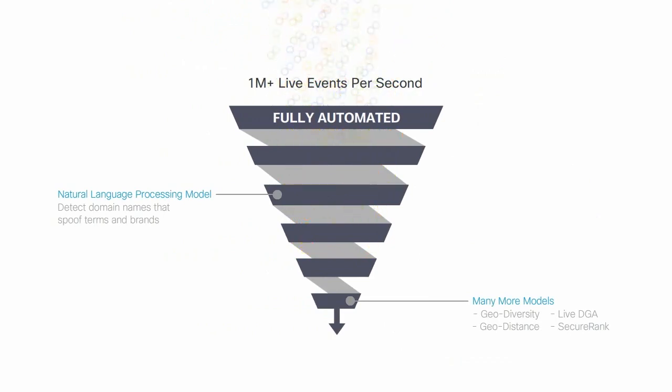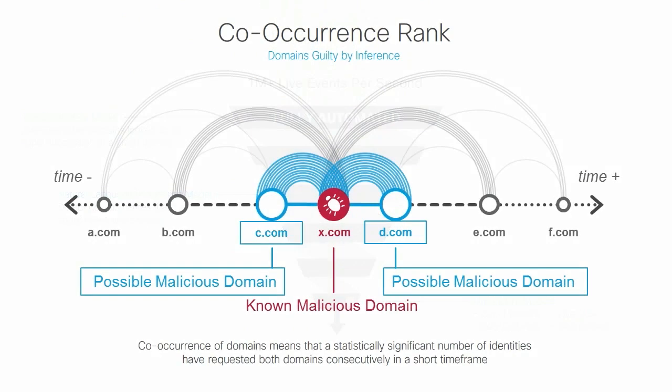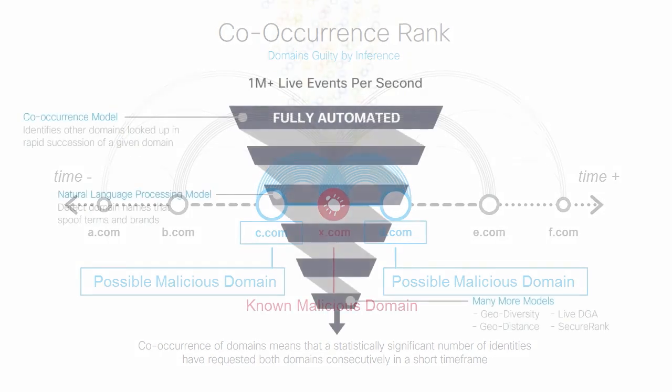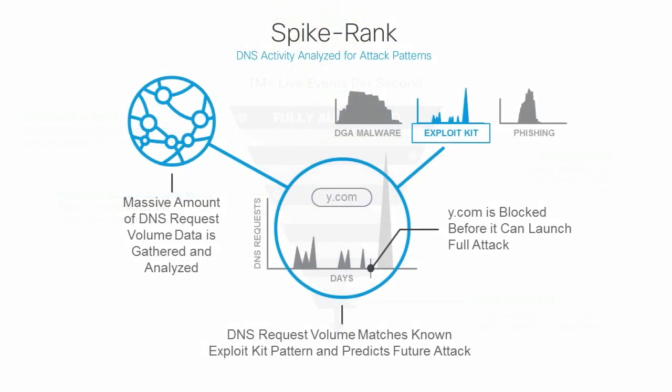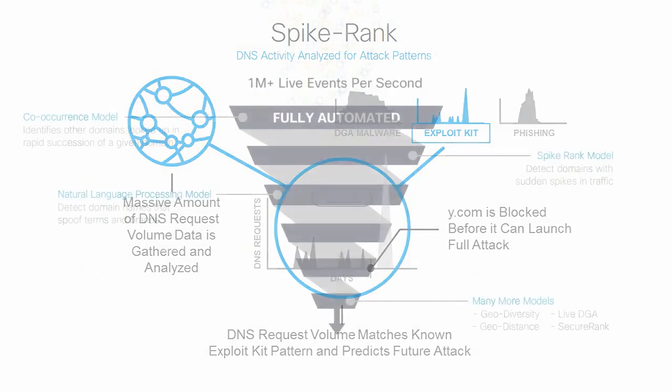A few examples include the co-occurrence model, which identifies domains queried right before or after a given domain. This model helps to uncover domains linked to the same attack, even if they're hosted on separate networks. The spike rank model recognizes when spikes in traffic to a domain match patterns seen with other attacks. For example, the traffic to one domain matches the request pattern seen with exploit kits. So, we'll block the domain before the full attack launches.